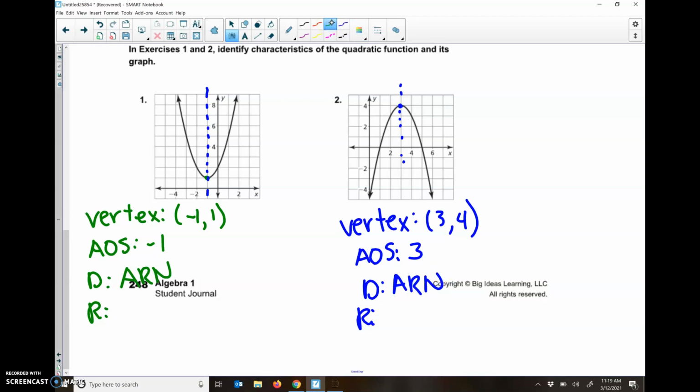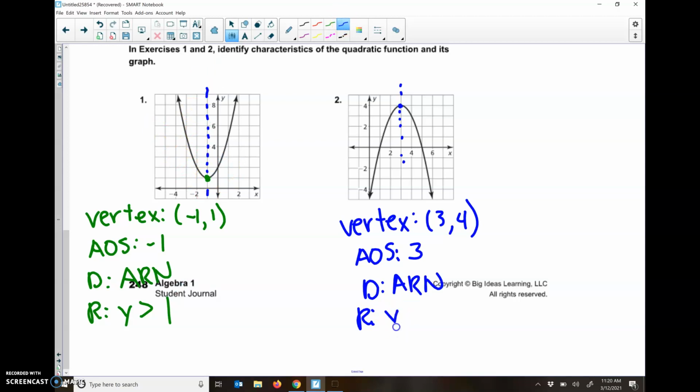Range is saying what are the possible y values. So it always starts with a y, and then depending on the graph, y's are going up here. So I'm going to do a greater than sign, and the lowest point that this y can be is right here at 1. So y has to be a number that is greater than 1. It's never going to be 0.99 even. It's never going to go negative. So every y on this graph is going to be 1 or greater.